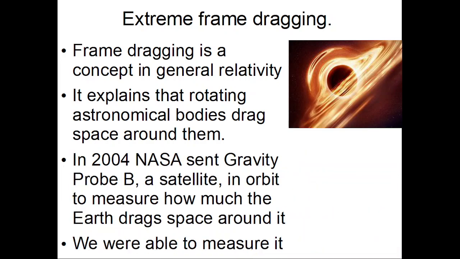Well, there's a concept in general relativity called frame dragging. It says that rotating astronomical bodies drag space around them. In 2004, NASA sent Gravity Probe B, a satellite in orbit, to measure how much the Earth drags space around it. We were actually able to measure frame dragging.